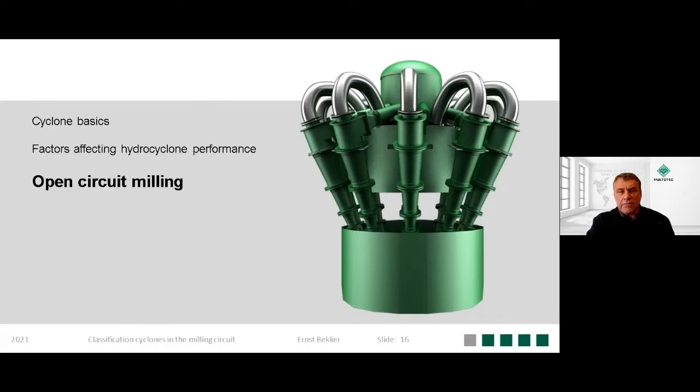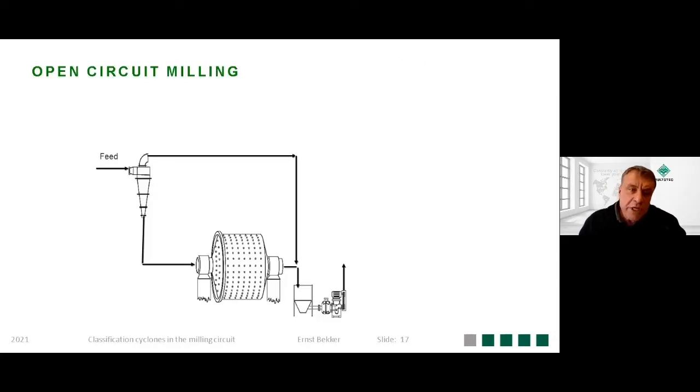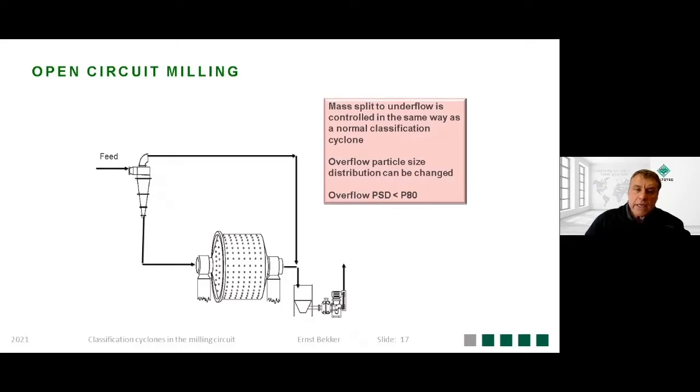Open circuit milling. Cyclones in open circuit milling are treated as a normal conventional cyclone. So you will make changes around the cyclone, and those changes will reflect then in terms of the mass split to underflow and mass split to overflow. If you make changes within the cyclone, your overflow size distribution does change.